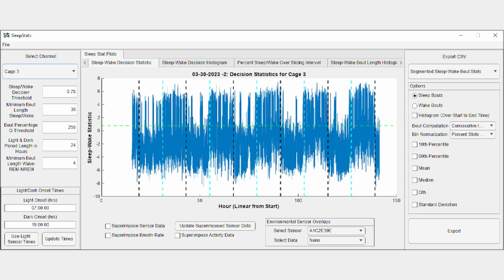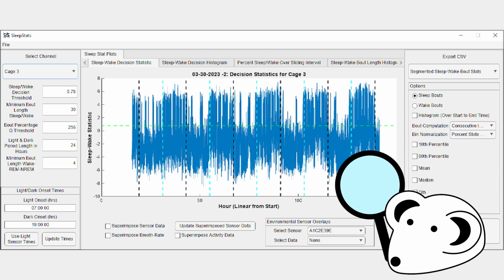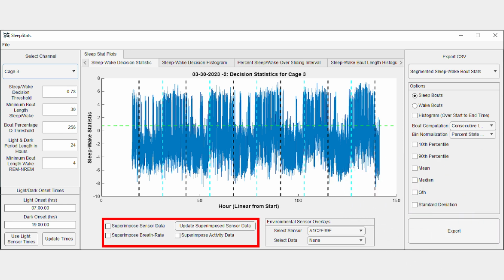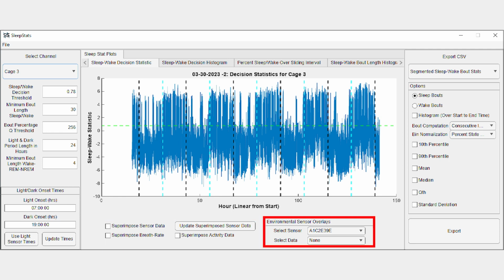Decision stats are computed for every 2-second interval. We can view this better by zooming in. We can also overlay the recorded pressure signal, local breathing rates during sleep, and environmental data like light levels, temperature, pressure, and humidity if our environmental sensor was used during the recording. Let's look at using the zoom and pan features of this graphic with the various plot overlays.